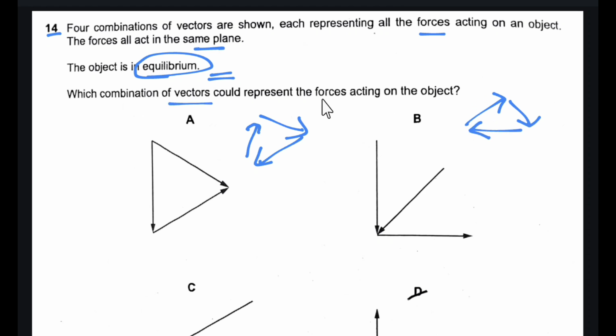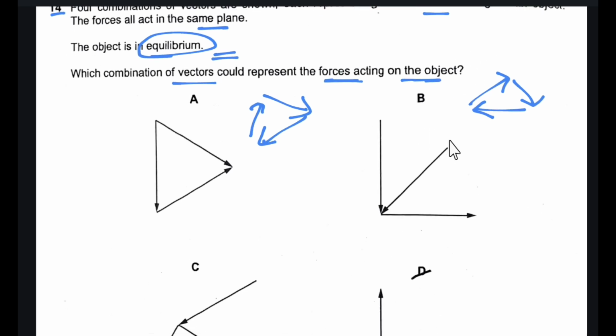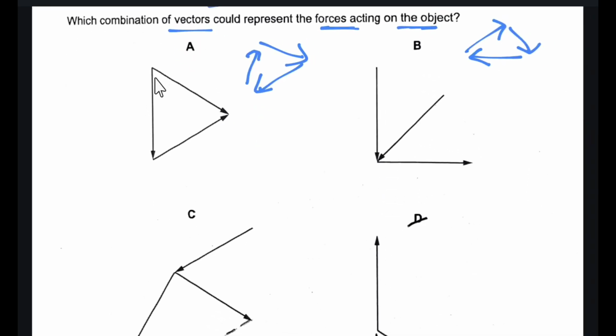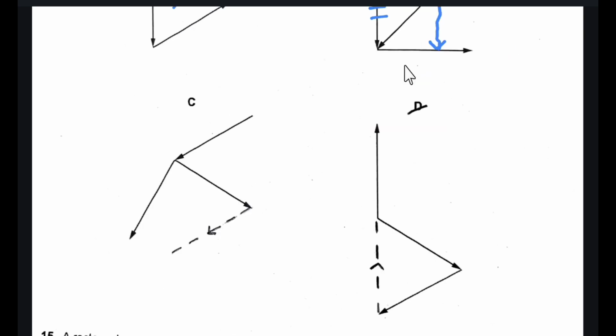Which combination of vectors would represent the forces acting on an object that is in equilibrium? For the first option, it would not form a closed triangle, since this arrowhead meets with this arrowhead, so option A is wrong. In option B, if we place this force exactly on this side, it would not form a closed triangle since its length is bigger, so option B is also wrong. In option C, if we place this arrow head to tail, it is not forming a closed triangle, so this option is also wrong.